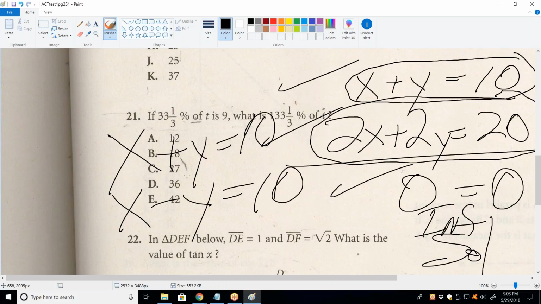All right, I'm going to make a note as to where we left off, and we'll pick up from here. We got through number 20.